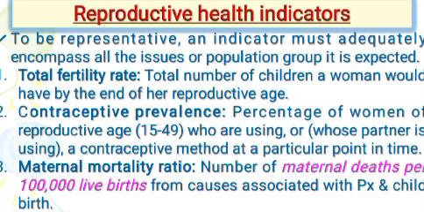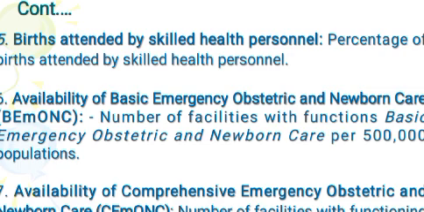3. Maternal mortality ratio: number of maternal deaths per 100,000 live births from causes associated with pregnancy and childbirth. 4. Antenatal care coverage: the percentage of women attended ANC at least once during pregnancy by skilled health personnel. 5. Births attended by skilled health personnel: percentage of births attended by skilled health personnel.